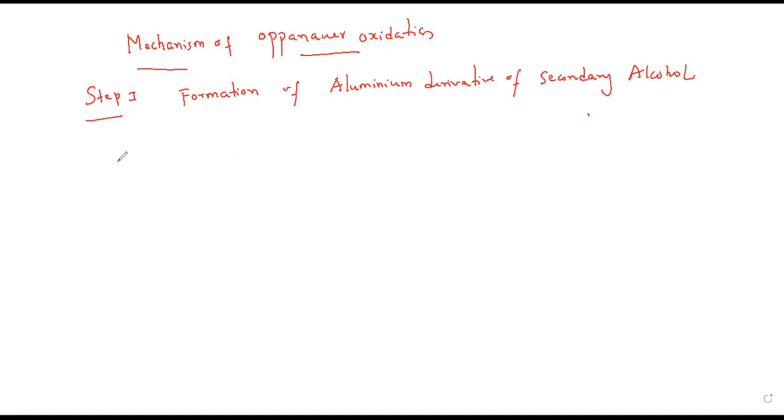I'm going to write the structure of the secondary alcohol once again: R CHOH R dash. This is your secondary alcohol. To understand the mechanism, I will write the OH in this way, just to understand the mechanism. Plus, I'm going to react this secondary alcohol first with a base. What is the base we are going to take? Aluminum tertiary butoxide.